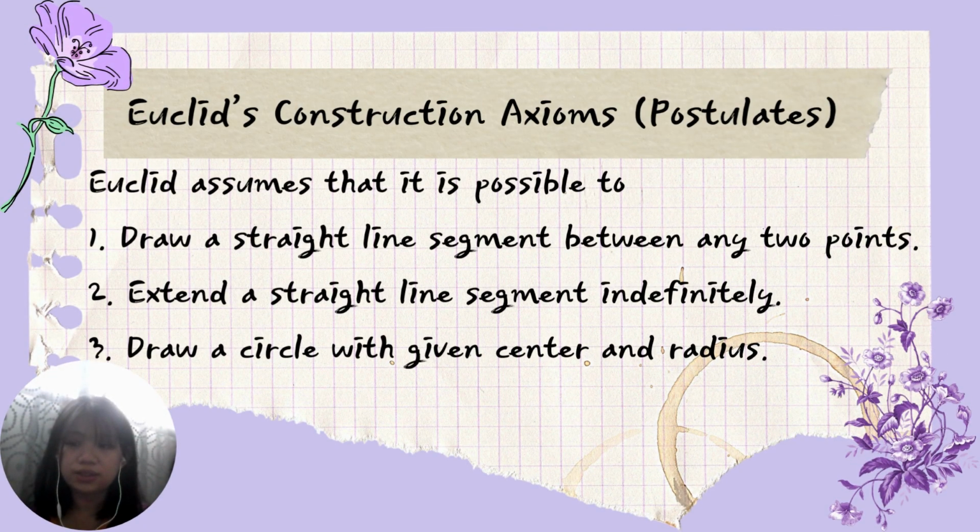For axiom 1, Euclid assumed that it is possible to draw a straight line segment between any 2 points, while for axiom 2, it is assumed that it is possible to extend a straight line segment indefinitely. As for axiom 3, it is possible to draw a circle with given center and radius.